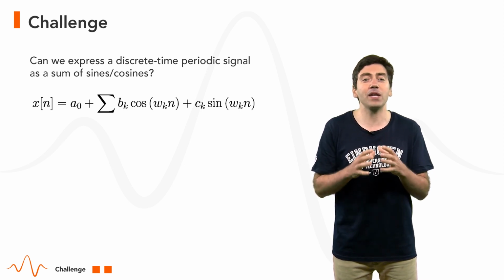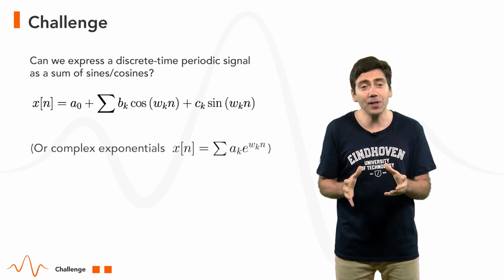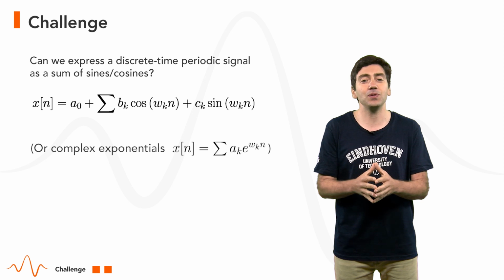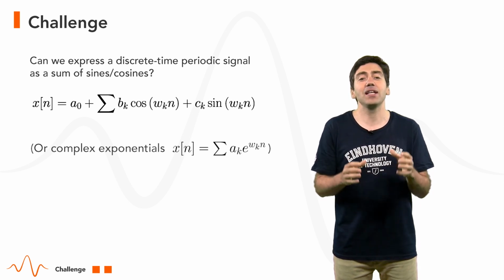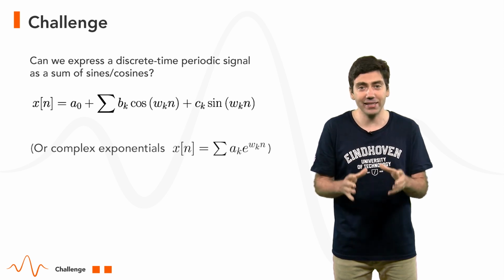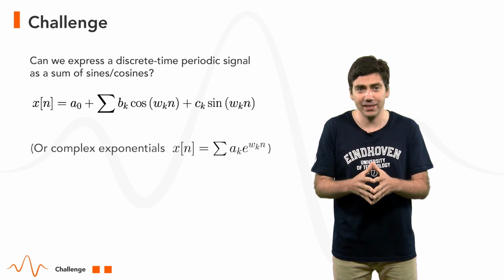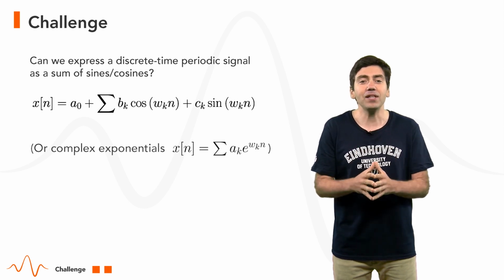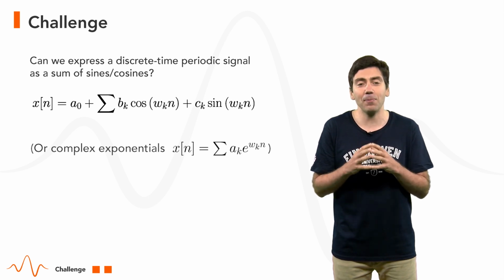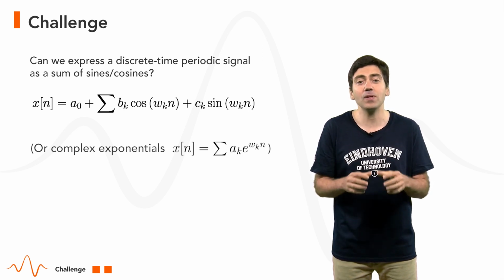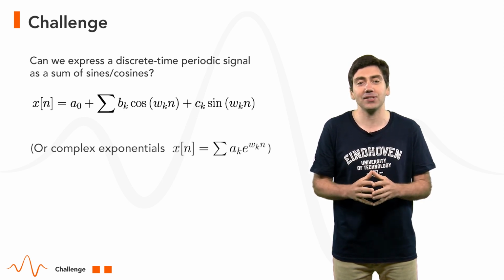In continuous time, we can replace the cosines and sines by complex exponentials. So also here, we can rephrase our question to, can we express a periodic discrete time signal as a weighted sum of complex exponentials? The answer turns out to be yes. However, differently from the continuous time case, we only need a finite number of complex exponentials, and in this video we start by discussing why by analyzing periodic discrete time signals.